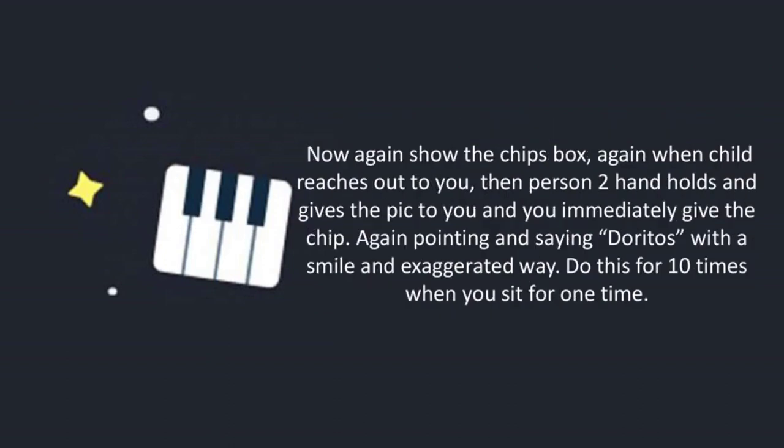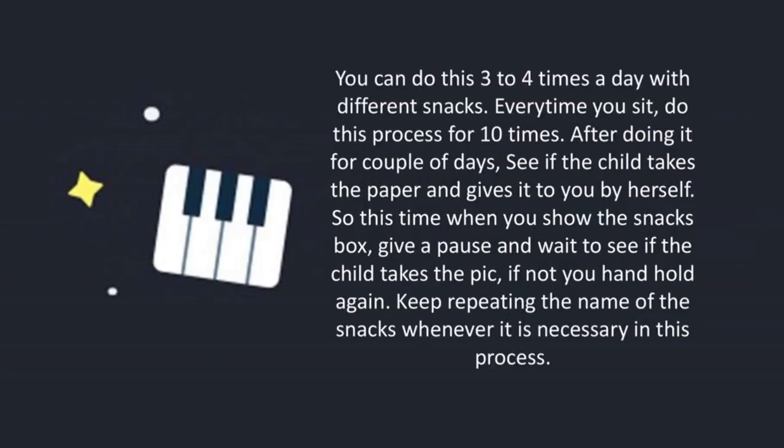Now again show the chips box. Again when the child reaches out to you, person 2 handholds and gives the pic to person 1, and person 1 immediately gives the chip. Again pointing and saying Doritos with a smile and in an exaggerated way. Do this 10 times when you sit for one time. There should not be any delay. When the child reaches, immediately give the snack just by saying the name.